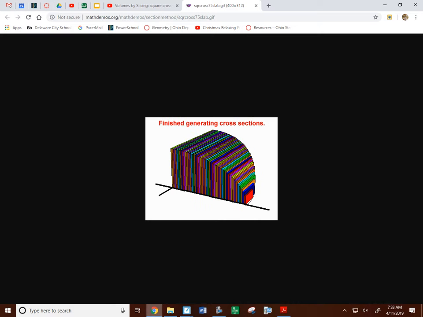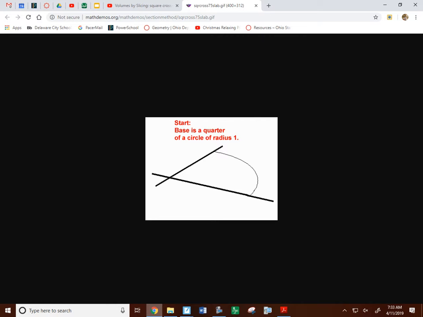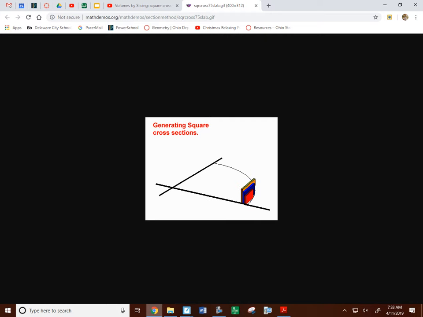Okay. So notice if I went perpendicular to the y-axis, it would have been a shape built this way. It would have been different. Semicircles, triangles, other shapes would be different. It would be a different 3D shape. So basically, they're generating just squares all the way across there.